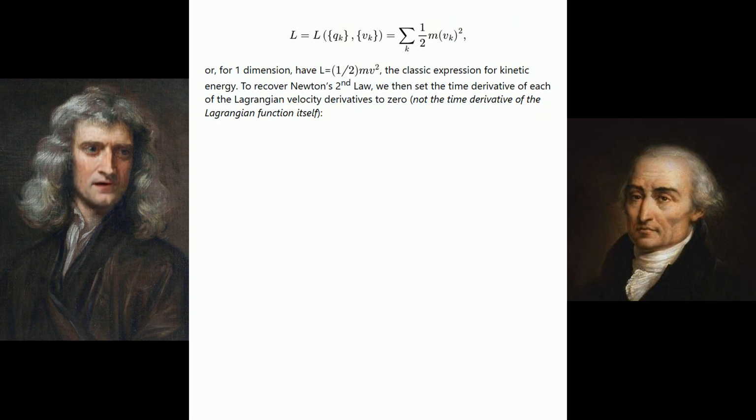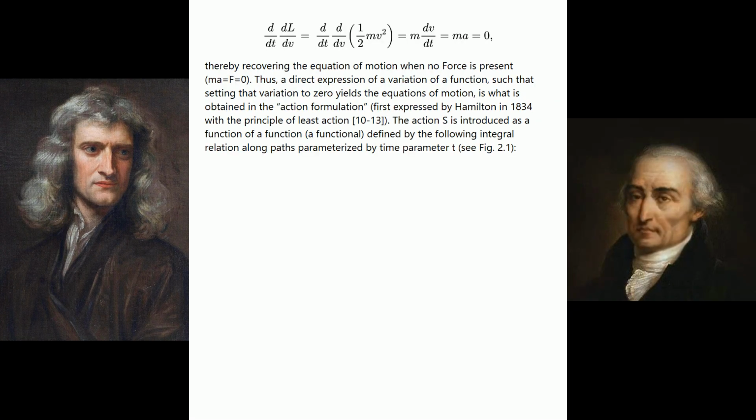See the equation shown. Or, for one dimension, we have L equals 1 divided by 2 times m v squared, the classic expression for kinetic energy. To recover Newton's second law, we then set the time derivative of each of the Lagrangian velocity derivatives to 0, not the time derivative of the Lagrangian function itself. See the next equation. Thereby recovering the equation of motion when no force is present, ma equals F equals 0.